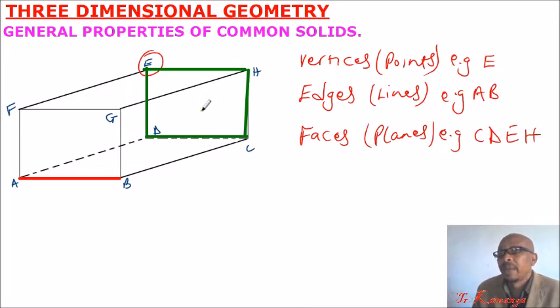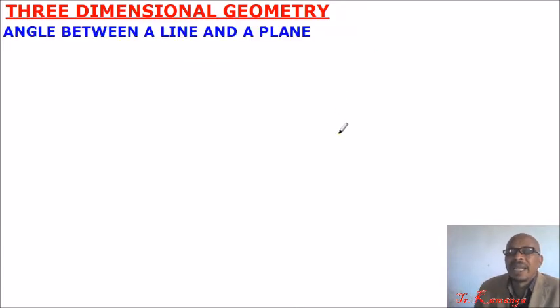So in this topic, we are going to discuss the relationship between lines and planes in three dimension. In this part, we are going to look at the angle between a line and a plane. Now that we have said that in a solid we describe them in terms of vertices, edges, and faces, how do we get the angle between a line and a plane? I'm going to use a simple figure to describe that. So I'm going to draw a plane. This is a plane like that.